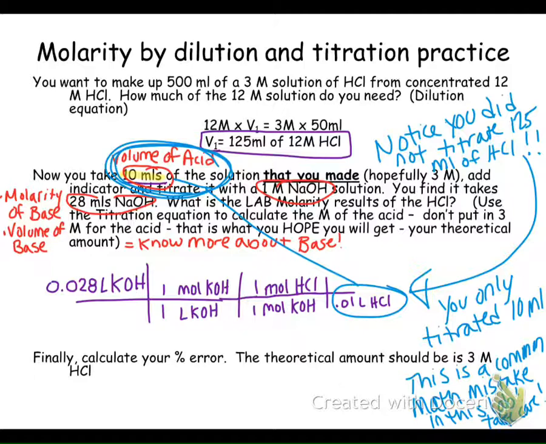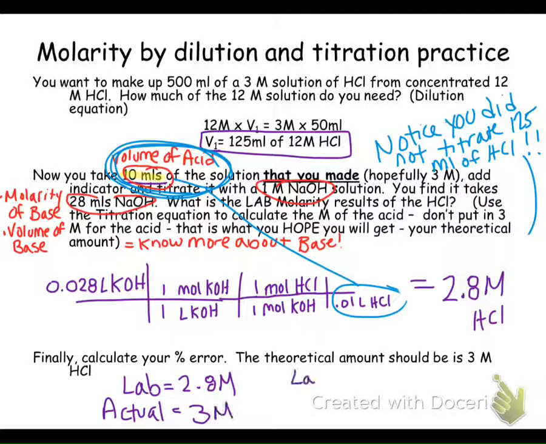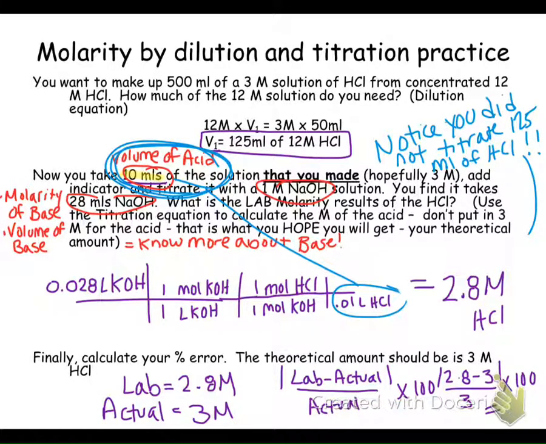Okay, so hopefully you calculated that you created a 2.8 molar HCl solution. My target was 3, so I'm going to need to do my percent error. My lab was 2.8, my actual was 3. So I'm going to fill in lab minus actual divided by actual. Remember, this is absolute value multiplied by 100. So I get 2.8 minus 3 over 3 times 100, and that gives me a 6.7% error.